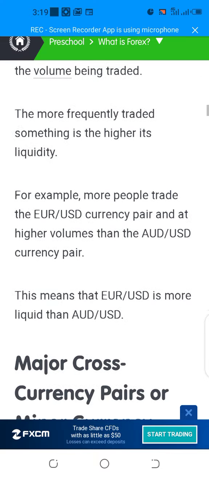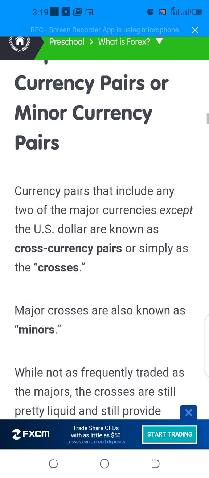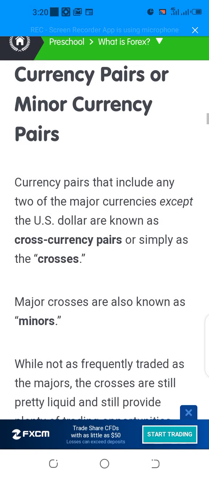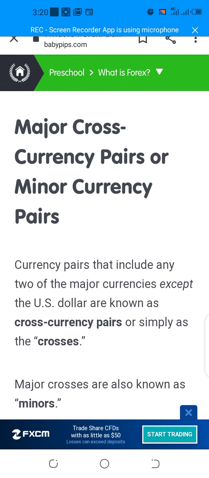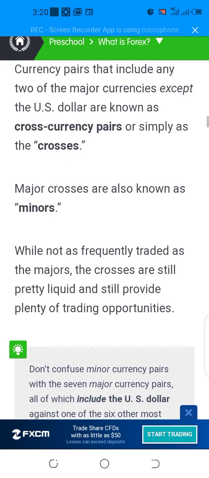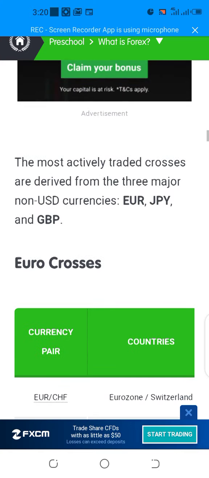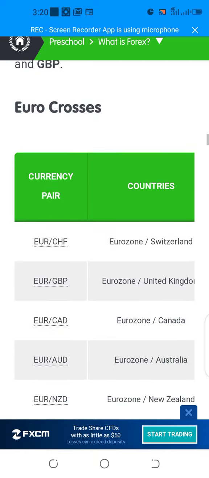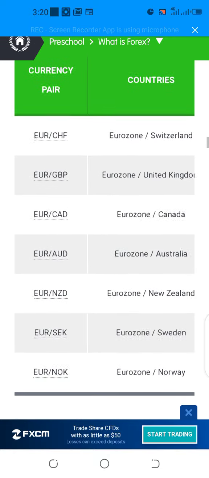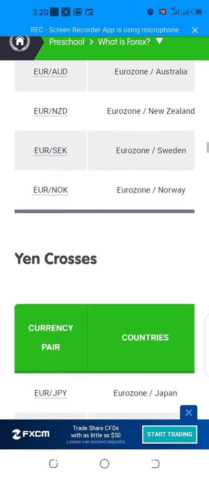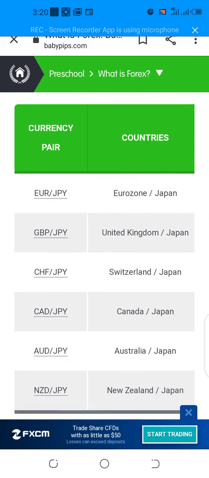Transaction or liquidity is busiest when sessions overlap. For example, the London and the New York session overlap. The European and the London session normally provide the most movement. 30% of all FX transactions take place during this time. The EUD, that is the Australian dollar, the JPY, and the New Zealand dollar pairs are most liquid during the Tokyo or Asian session.